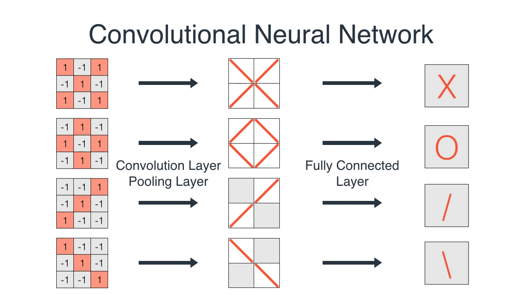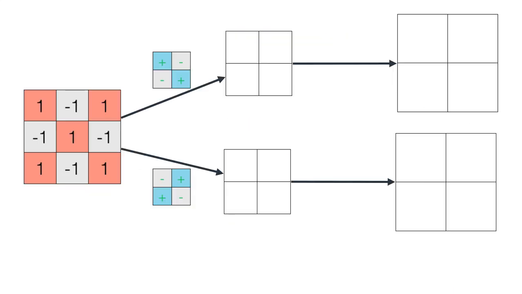So let's do this in detail. Here we have our 3x3 pixelated image of an X. And the two little 2x2 boxes beside it on the arrows are called the filters. There's one filter with pluses and minuses for the backwards diagonal, and one filter for the forwards diagonal. We're going to apply these filters to the image by sliding them across and seeing where we can find a diagonal. So we're going to start with the top one.